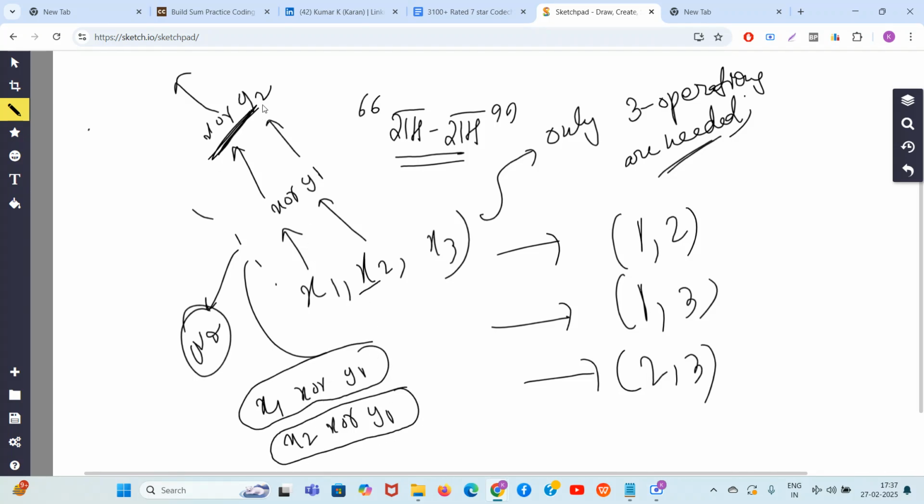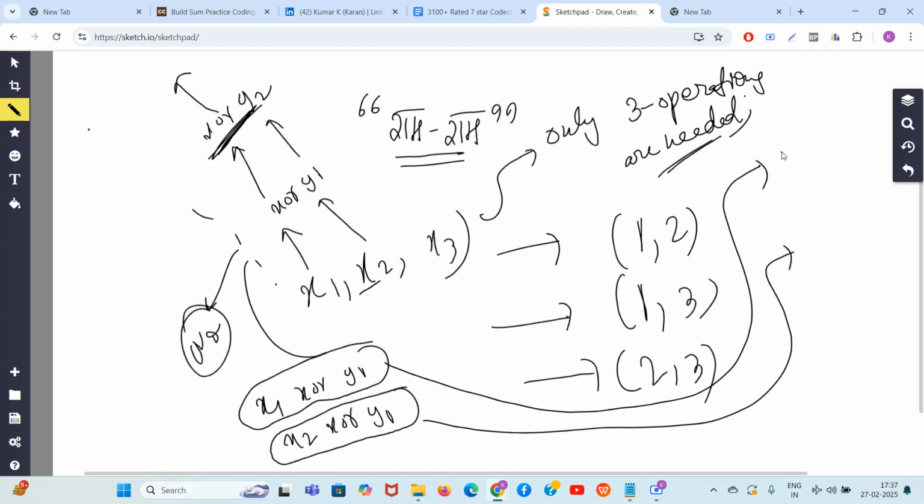Then you are saying, sir, I am doing y2 also on both these numbers. Okay, now you do y2 on them. How will these two numbers look? x1 XOR y1 XOR y2, and x2 XOR y1 XOR y2. This could be achieved in one operation also.